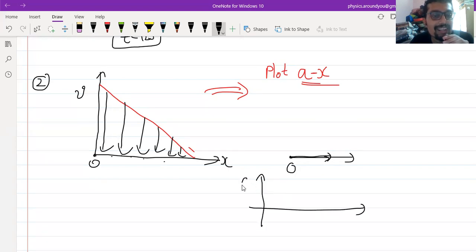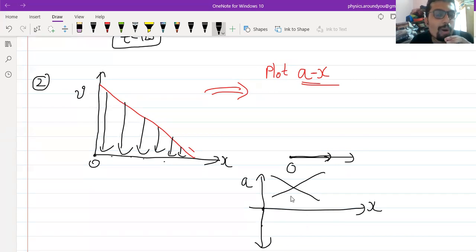If I am plotting acceleration versus position, definitely I can rule out this quadrant. Why? Because acceleration is not positive, instead acceleration is negative. So the graph will not be in the first quadrant, it will be in the fourth quadrant. Is this clear to everybody? Yes, sir. Acceleration should be negative, so it will be in this fourth quadrant. How exactly will it look?